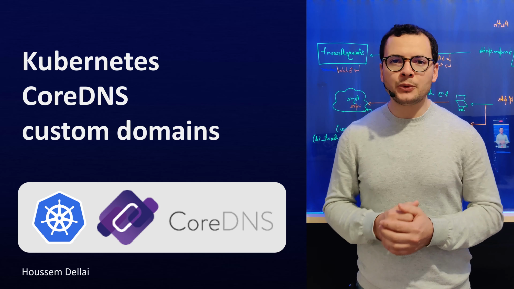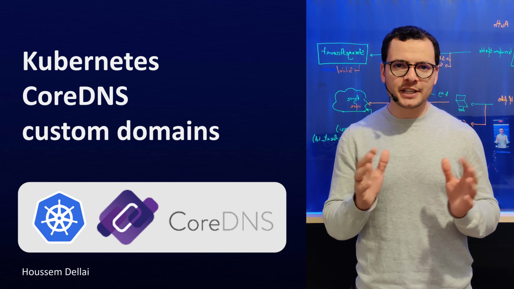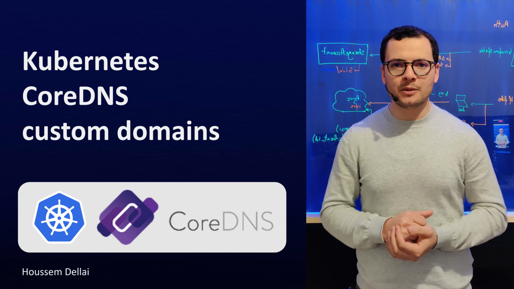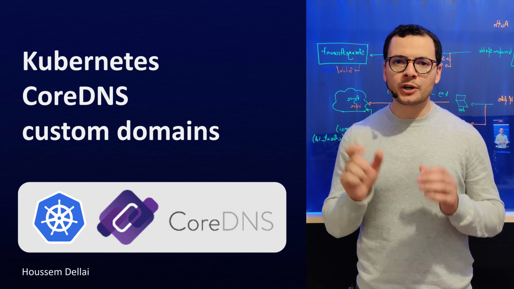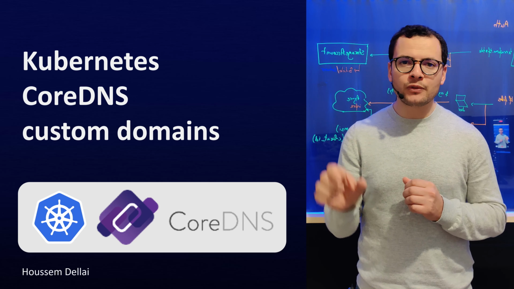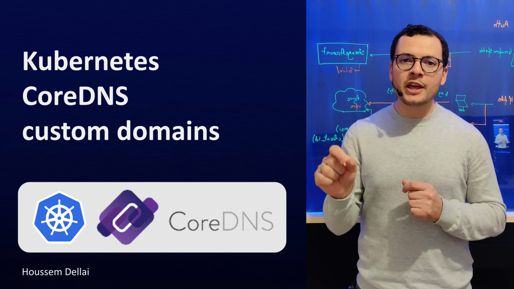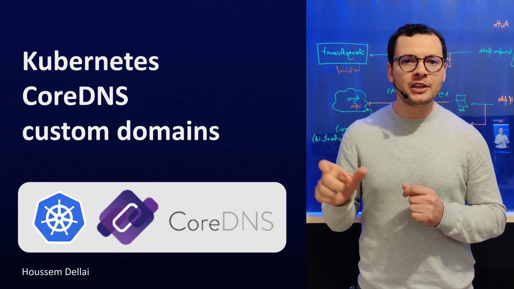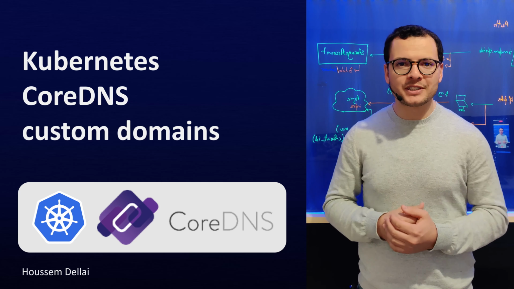Let's learn in this video how to use CoreDNS in a Kubernetes cluster to set up custom domain names. Our objective here is to replace the default .service.kubernetes local with a custom domain like mydomain.com. Let's see how this works.